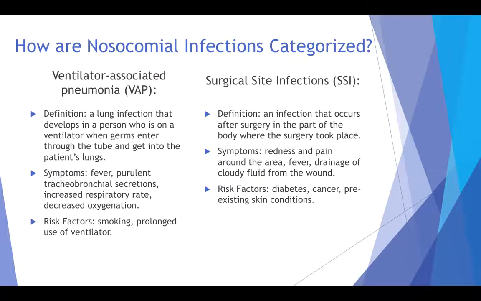Lastly, we have surgical site infections, or SSI for short. These are infections that occur after surgery in the part of the body where the surgery took place. Some of the symptoms are redness and pain around the area, fever, drainage of cloudy fluid from the wound, and some of the risk factors are diabetes, cancer, and other pre-existing skin conditions.